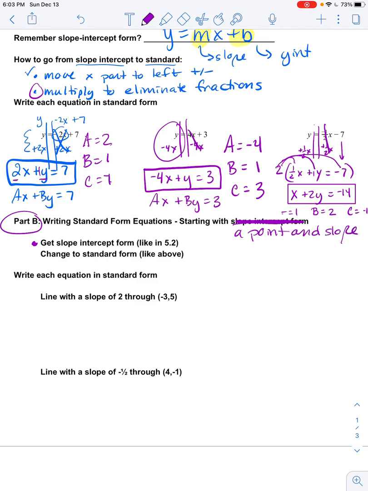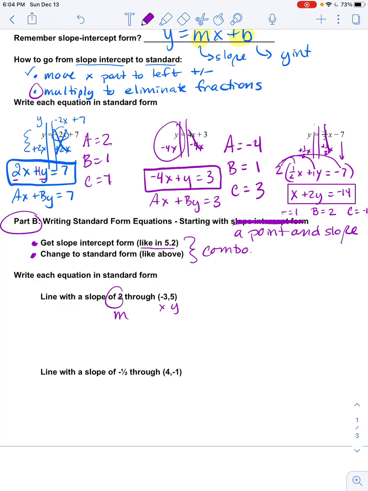Okay, so we're going to get slope-intercept form just like we did in the 5-2 lesson. And then we're going to change it to standard form just like we did above. So really there's nothing new. This is just sort of a combo platter of 2 things you already know how to do. So here we have the slope of 2 through this x and this y.